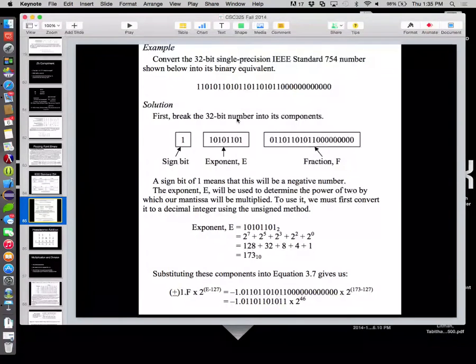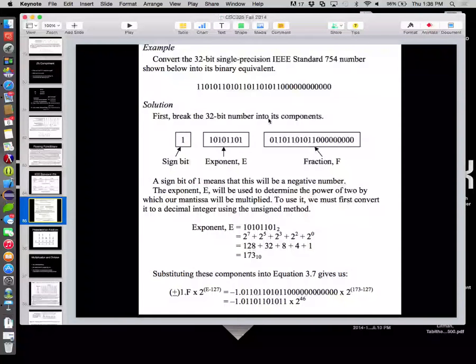So let's look at an example. This example is going to correspond directly to, I think, at least 2 of the questions on the homework assignment. So we want to convert the 32-bit single precision IEEE Standard 754 number shown below into its binary equivalent. So this is a representation of a floating point number. We'll just call it a float, a Java float in our example, in binary. We want to give it its binary representation. This is an IEEE standard format. We want to give it its binary equivalent.